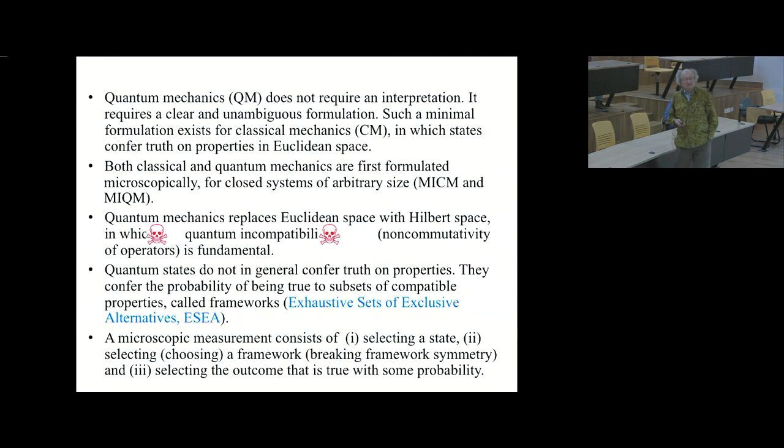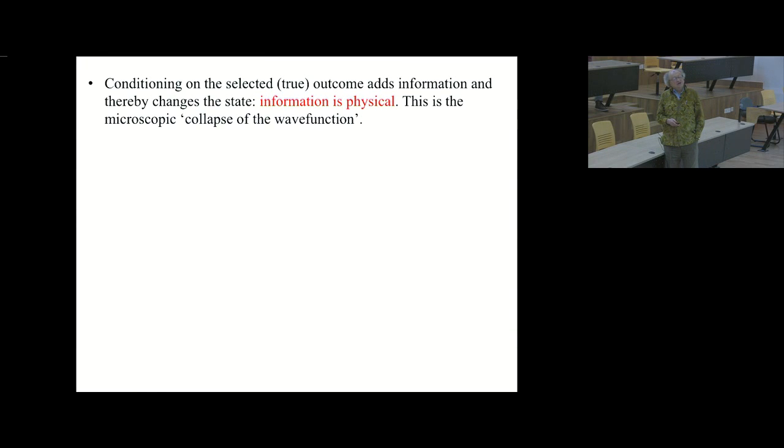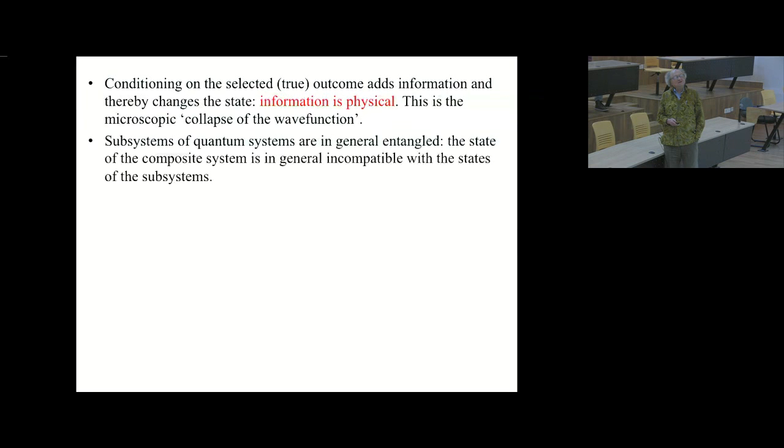Microscopic measurement consists of selecting a state, choosing a framework, breaking the framework symmetry, and selecting the outcome that is true with some probability. That's the microscopic measurement. Then conditioning on the selected true information. The true outcome adds information. This is the microscopic collapse of the wave function.